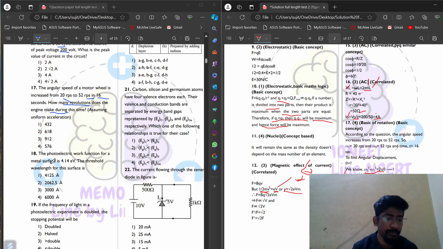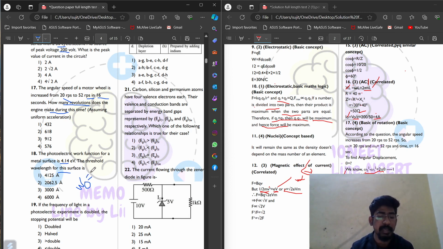Okay, the next question. In the photoelectric effect, the work function w naught is given as 4.1 for the threshold wavelength. It is a direct question. The work function is directly related to the threshold wavelength or the threshold frequency. In the first FLT it was there: w naught equals h nu naught, where nu naught is the threshold frequency, that means hc by lambda naught. Lambda naught is our threshold wavelength, right? So just put the value in the equation. Lambda naught will be equal to hc by w naught.